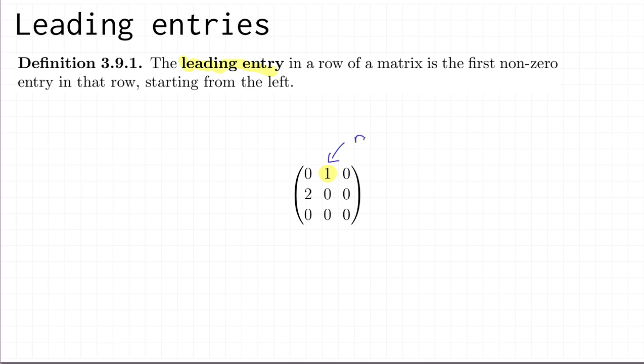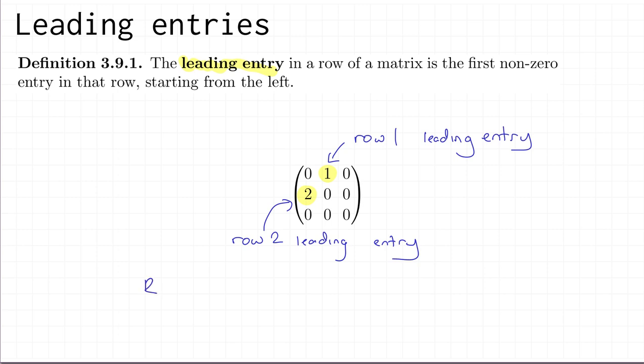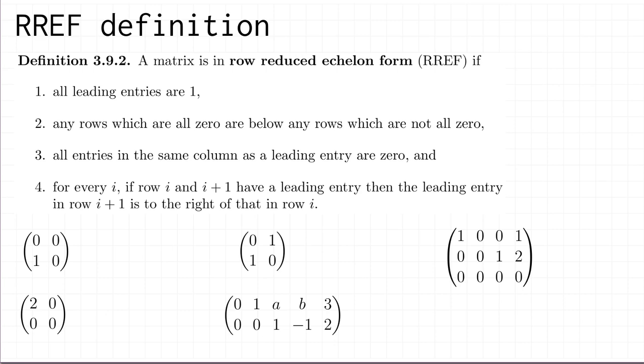So this is the row 1 leading entry. In row 2, the leading entry would be this one. But if you look at row 3, there are no non-zero entries. So row 3 does not have a leading entry. Okay, so we know what the leading entry in a particular row of a matrix is now, and we know that it may not have a leading entry if the row is all zeros.